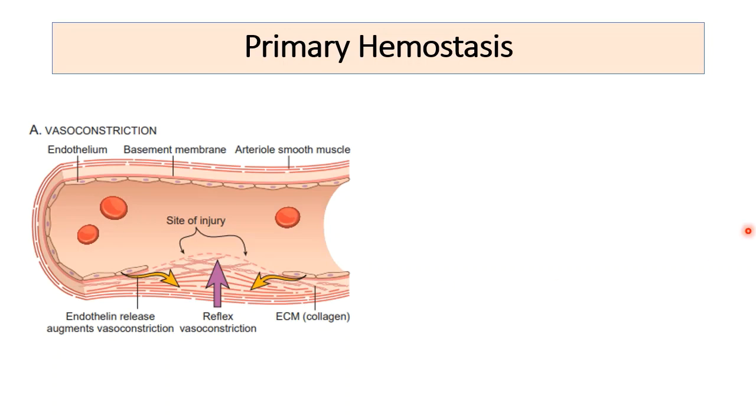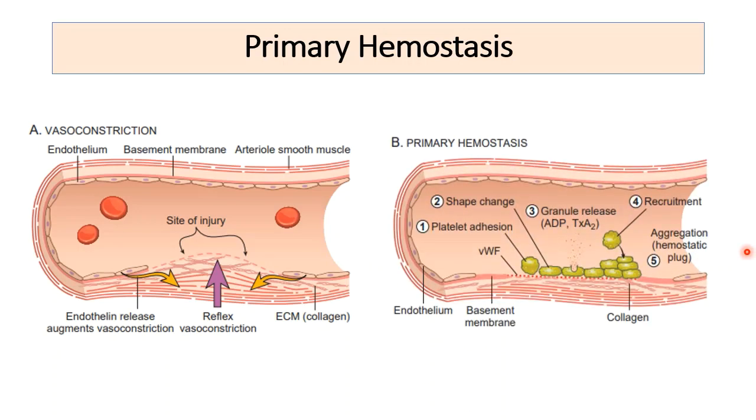So the next thing that happens is your primary hemostasis, which is the formation of the platelet plug. Now, disruption of the endothelium exposes the subendothelial von Willebrand factor and collagen, which promote platelet adherence. That is your first step, which is your platelet adhesion. And then comes the platelet activation.